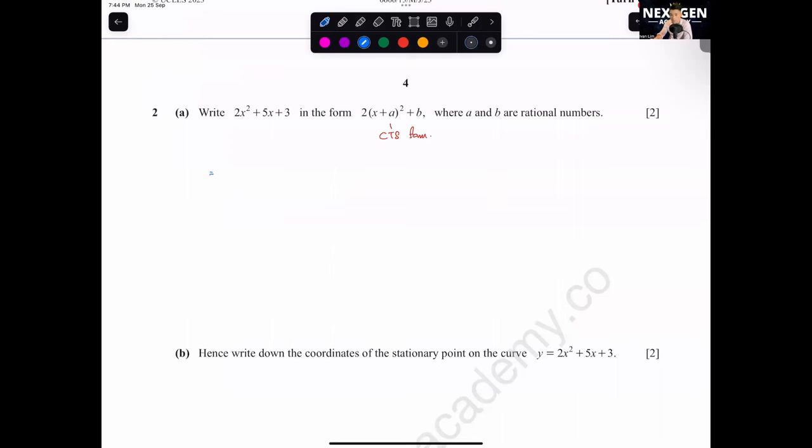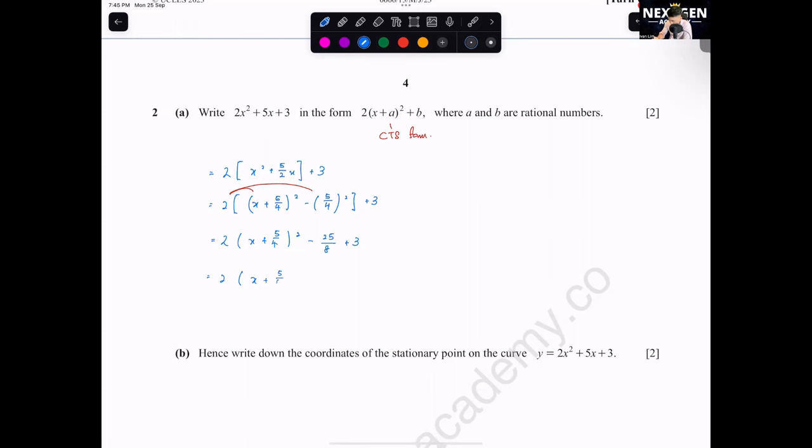Last time teacher taught you all the CTS way, that we're going to factorize just from a and b first. But if you want to do from a, b, and c, also can. If a and b only, here, like this. You factorize your 2, and 2 bracket x plus 5 over 4 square minus 5 over 4 square plus 3. Then here, you get 2, you open up the bracket, plus 5 over 4 square, then minus 25 over 8. So you just multiply, then plus 3. Your final answer will be 2 bracket x plus 5 over 4 square minus 1 over 8.